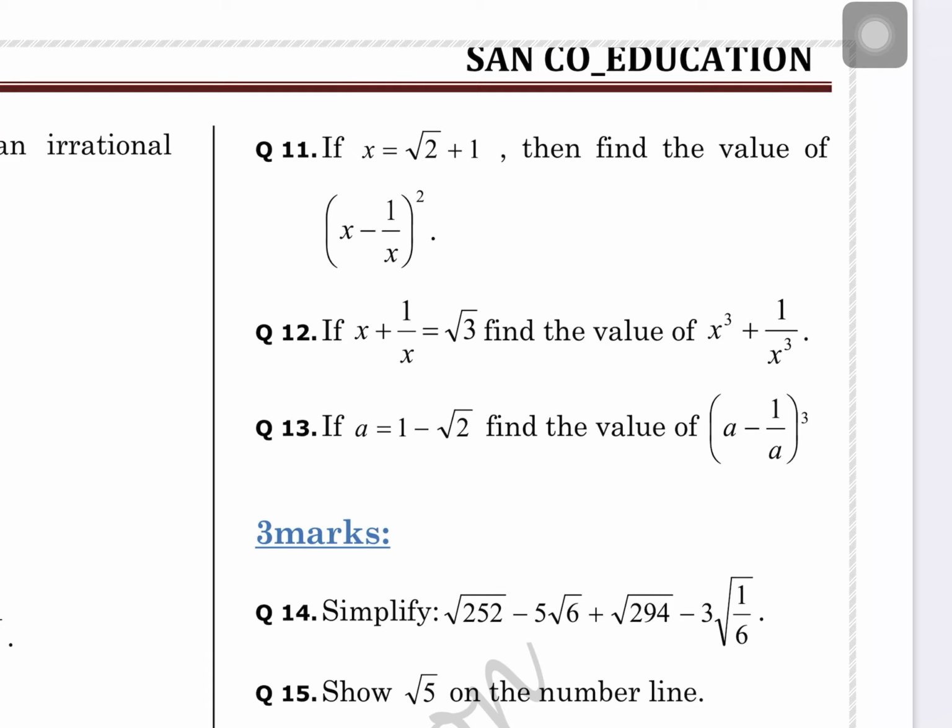X is given, what is x? Root 2 plus 1, and you are to find out x minus 1 by x whole square. You first will find out 1 by x and then you will subtract it and will obtain the answer. 11 is also your answer. You can find the answer of that. So, 11 you will solve as home assignment. I will give 2 more questions in that, 11 also.